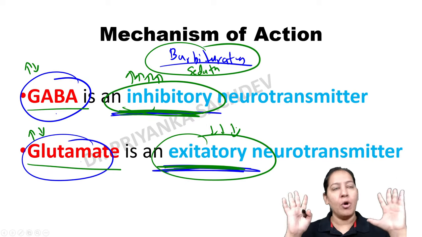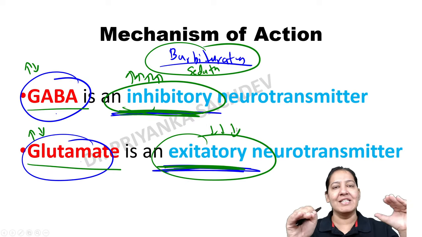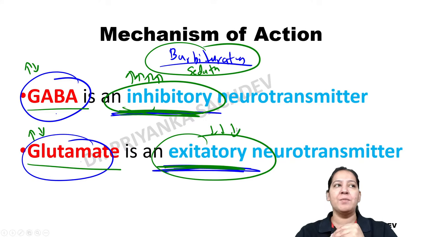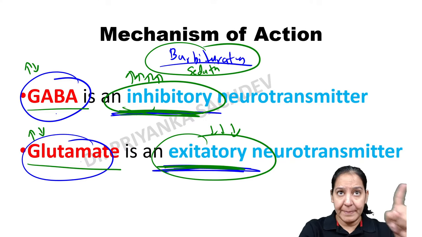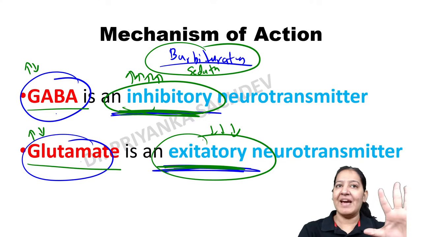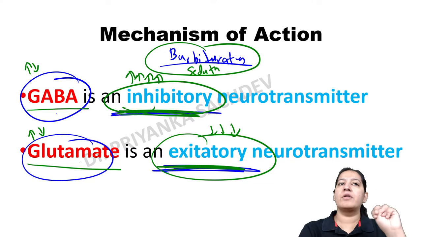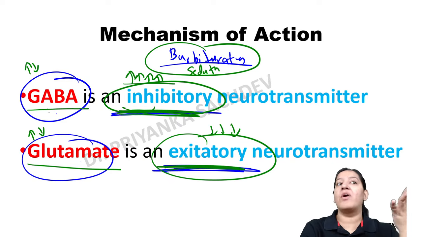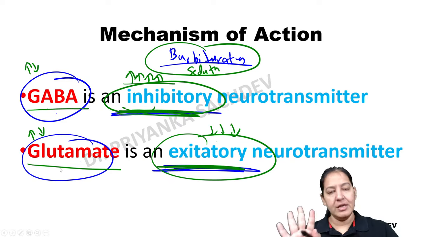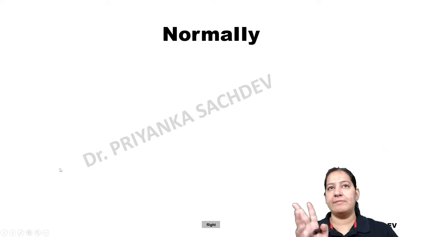Now, keeping this in mind, I will take the mechanism of action further. Barbiturates have multiple mechanisms of action. The two most important: number one, it will act as an agonist for GABA. So it will increase GABA and it will decrease the glutamate, right? These are the excitatory and inhibitory neurotransmitters.